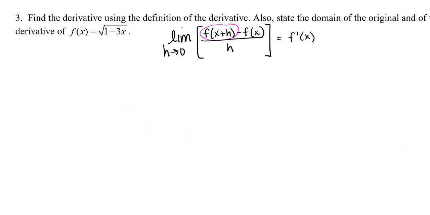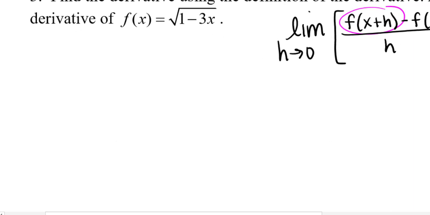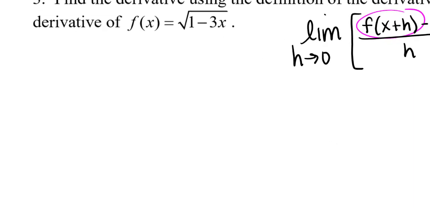Okay, here will be our last question, where we are asked to find the derivative using the definition of the derivative, which I have listed below, and also state the domain of the original and of the derivative. So let's go ahead and start with the domain of this function. Here's my function, and we should know that we have to have a 0 or greater value underneath my square root, meaning I cannot take the square root of negative values and come out real.